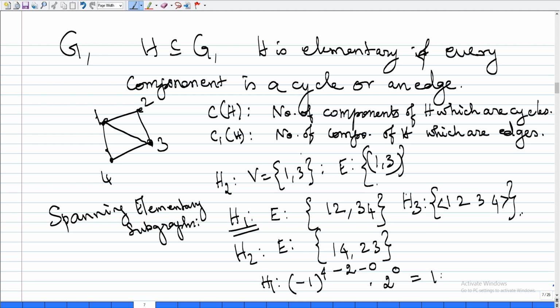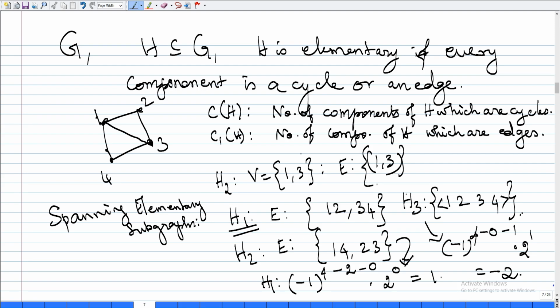So this is going to account for 1. Similarly, if I look at H2, I will have the same value because it also has 2 edges. So H2 also has the same value here. What about H3? Minus 1 to the power of 4 minus 1, there is only one cycle. So 4 minus 1, into 2 power 1, which is going to be equal to minus 2. So if you look at the determinant, it is going to be nothing but 1 plus 1 minus 2 here.